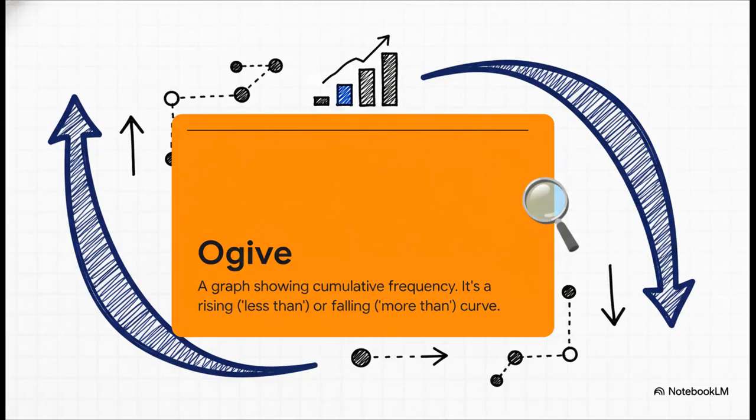All right, next up is something with a funny name, an ogive. Don't let the name scare you. It's really easy. It's just a curve that shows cumulative frequency. Cumulative just means you keep adding up the frequencies as you go along. There's a less than ogive, which always goes up, and a more than ogive, which always goes down.